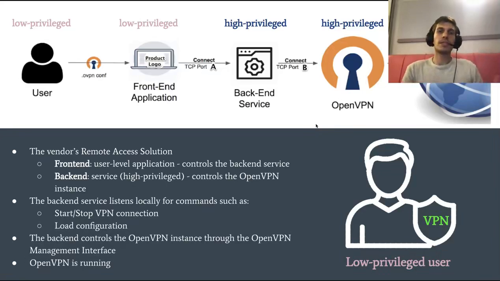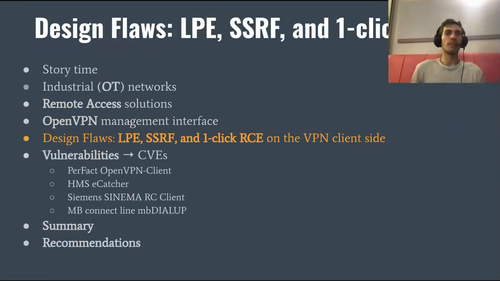So this is the basic scheme, and as you can see here, I've put a product logo just because we've seen this exact architecture or design layout of OpenVPN being controlled by a backend service, which is being controlled by a front-end application. We've seen this many times, and we found an issue with this. So now let's go on and describe the design flow that allowed us to find LPE and SSRF attacks, and eventually chain them up into one-click RCE on the VPN client side on different applications.